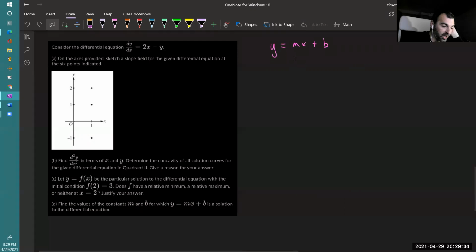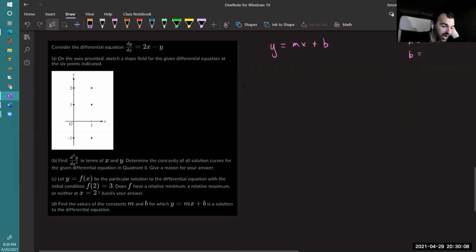That's the solution. Now, they want us to find the m and the b. So m's going to be something and b is going to be something, like a 4 and a -1. Now, if I have this equation, y equals 4x minus 1, and that needs to be the solution to this differential equation. So the question is, how do I solve this?